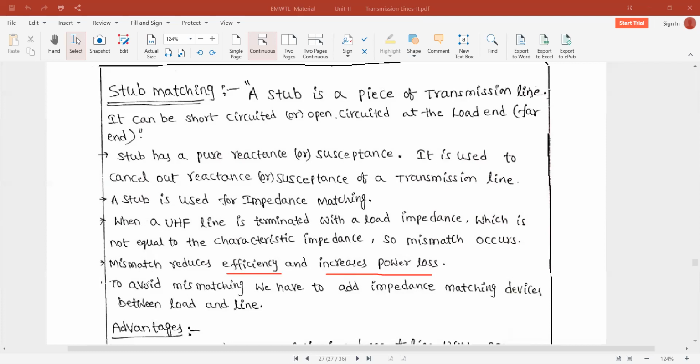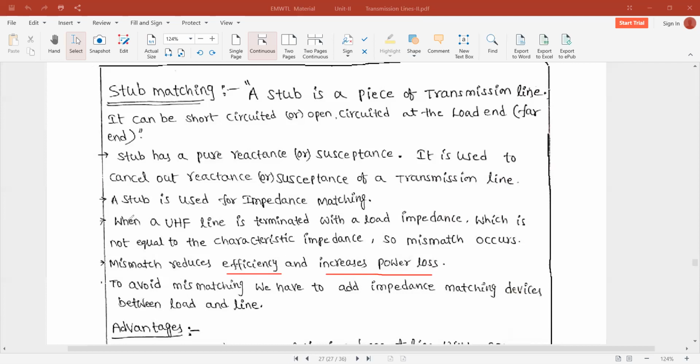To avoid this mismatching, since a loss occurs in terms of power and efficiency, we have to add impedance matching devices between the load and the line. Nothing but stubs.